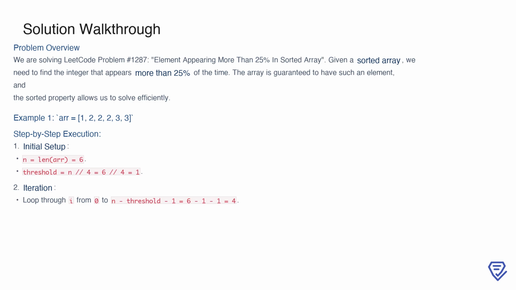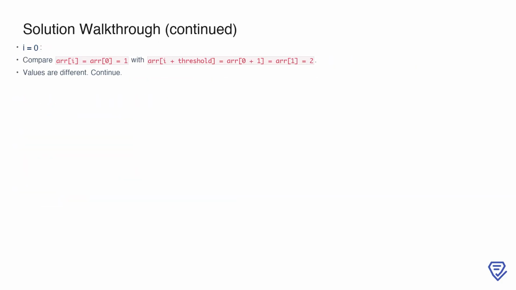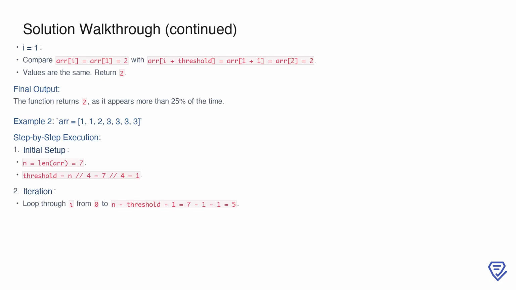Next, we iterate through the array, comparing each element at index i with the elements separated by the threshold. Starting at i equals 0, we compare arr[0] equals 1 with arr[1] equals 2. Since these values differ, we move to the next index. At index i equals 1, we compare arr[1] equals 2 with arr[2] equals 2. This time, the values are the same, which means the element 2 appears at least twice within the threshold window. Since we've found the required condition, we return 2 as the result.